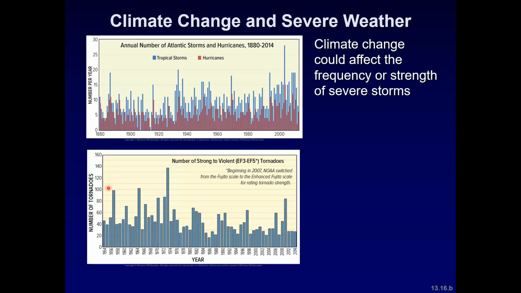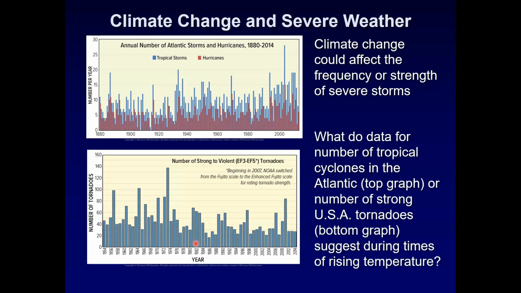On the bottom, we have the number of strong to violent tornadoes over time, beginning in the 1950s till now. Honestly, it looks like, with rising temperature, we're not seeing a huge amount more of strong tornadoes. So in a way, that's pretty good, right? There was a lot in this time period from like 1954 to 1970s. And there's still a fair amount, but this is where we see the spikes, which is interesting.